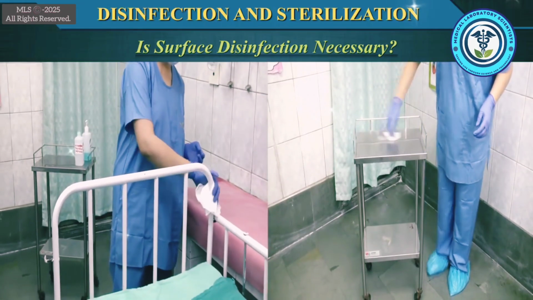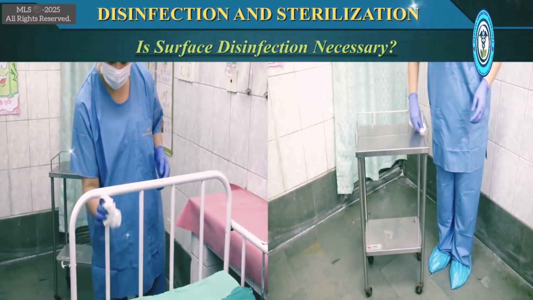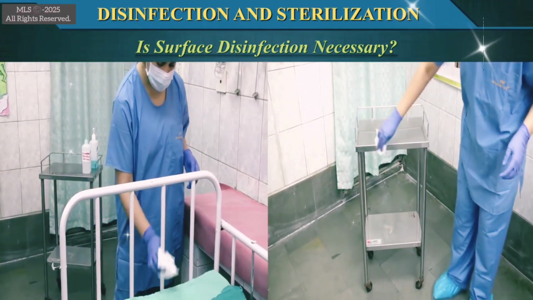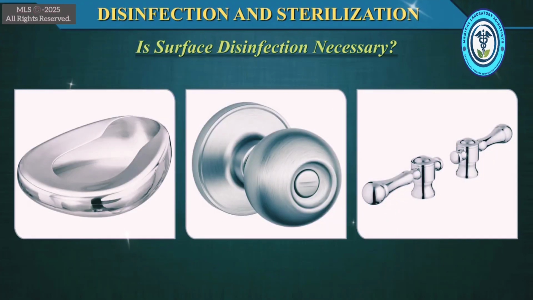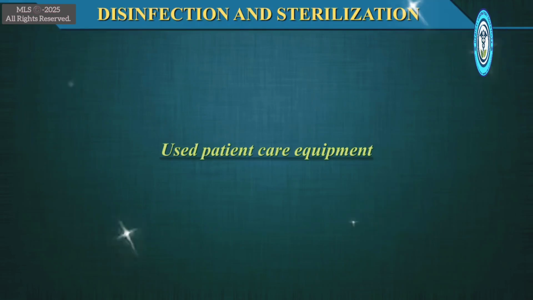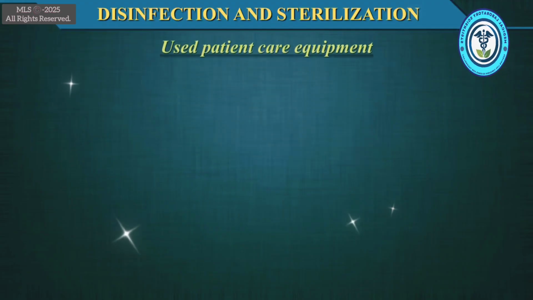Regularly clean and disinfect the bedside equipment and environmental surfaces, for example, bed rails, bedside tables, carts, commodes, doorknobs, and faucet handles, because certain pathogens, for example, enterococci, can survive in the inanimate environment for prolonged periods. Used patient care equipment, for example, needles, syringes, surgical instruments, and other equipment.